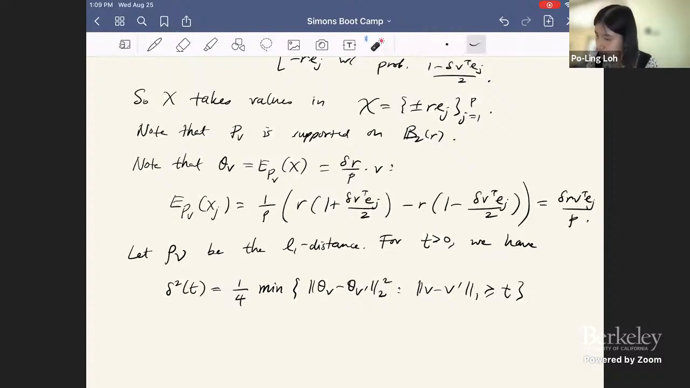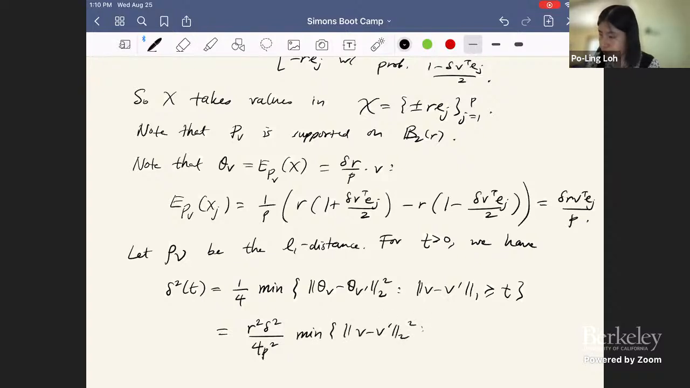So just to reiterate, I can define this metric that I'm using to define distances between the v's however I want. I'm choosing it to be the L1 distance. And the separation function is one half, which I now square, of the distance of the thetas squared. Okay, and because I have calculated this thing up here, I can conveniently plug it down there. So this is equal to r squared delta squared over 4p squared, times the minimum of the 2-norm of v minus v' squared, such that the 1-norm of v minus v' is bigger than t.